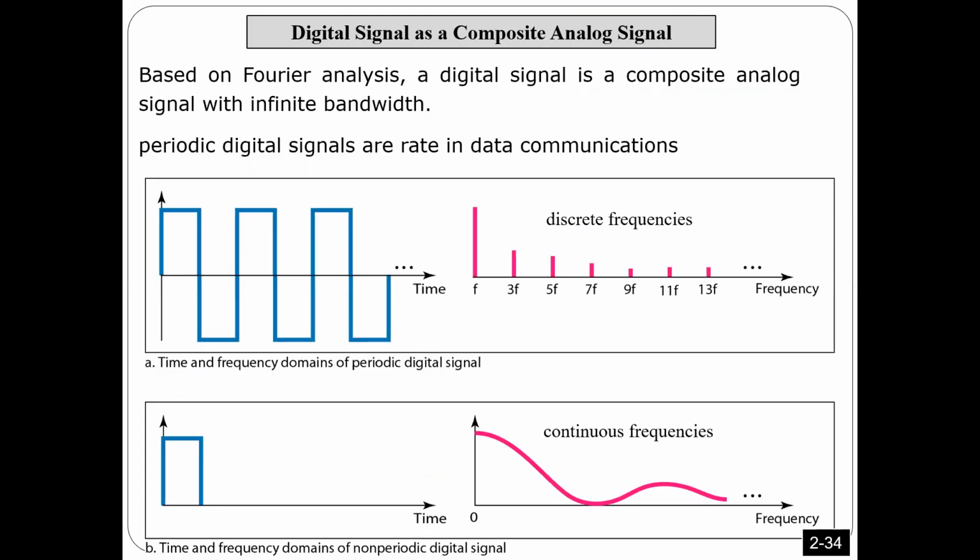The last thing I want to say here, and I think I already explained it: if the signal is periodic, you are going to have discrete frequencies this way. But if the signal is not periodic, you are going to have continuous frequencies this way. That's what I explained.